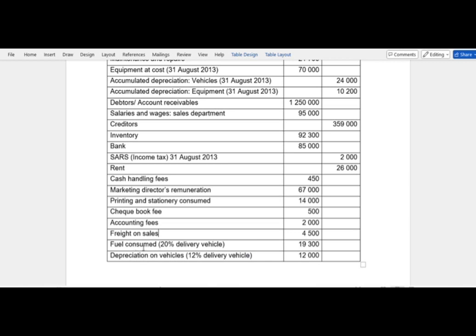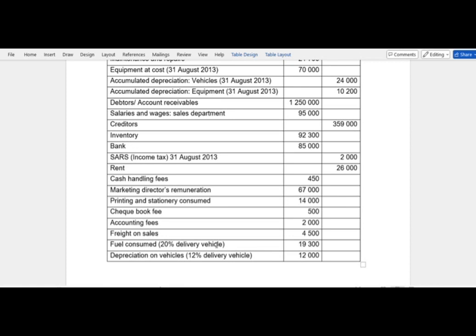And then let's proceed. Now we've got fuel consumed. So if you check fuel consumed, they say 20% for delivery vehicle. So 20% is for delivery vehicle, and then the other 80% is just for normal vehicles that assist with other things in the business or in the company, not for delivery. So that means we've got two things. We've got 20% for distribution, and we've got 80% for admin.